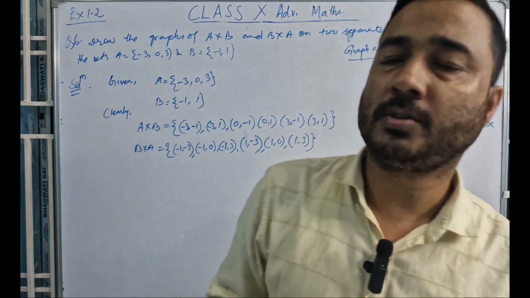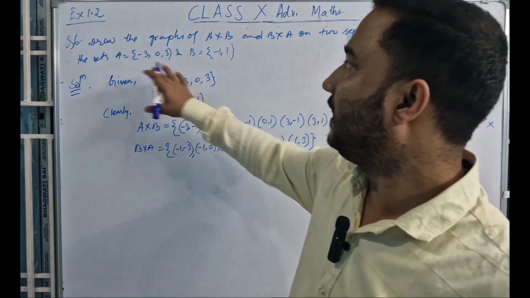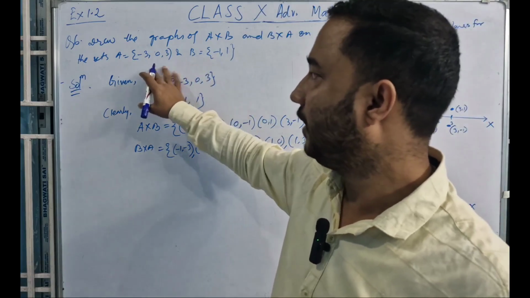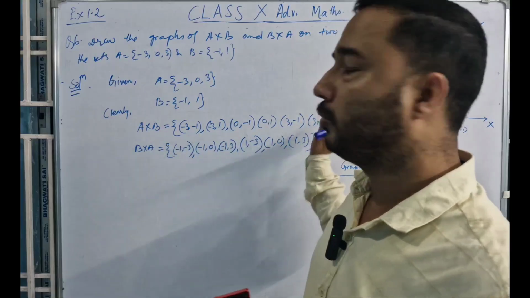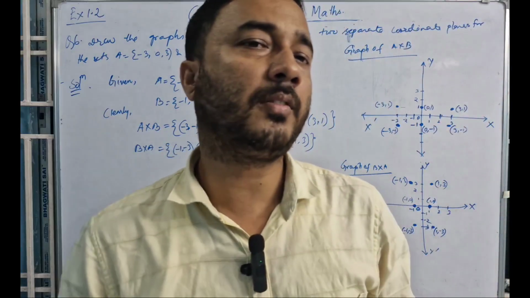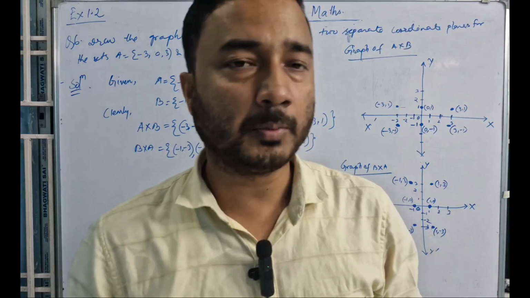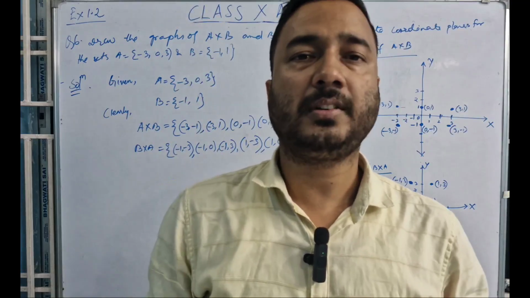I hope you have understood. And you can take any two sets A and B, then you can find A cross B, B cross A, and you can put it in the graph. You can draw the graph easily, and for practice purposes, you can take any two sets, right?